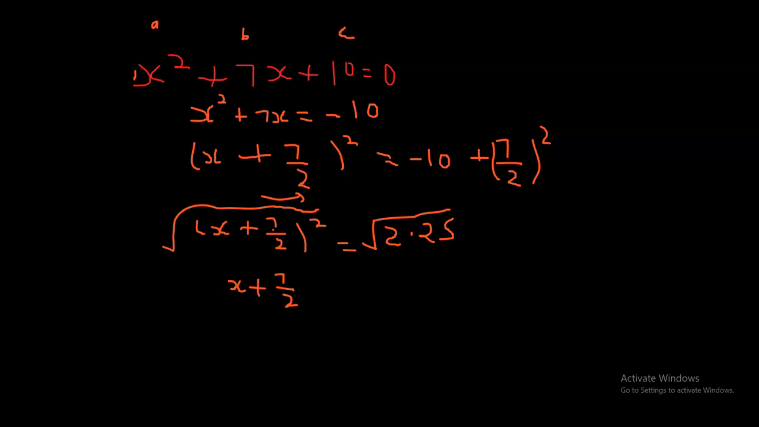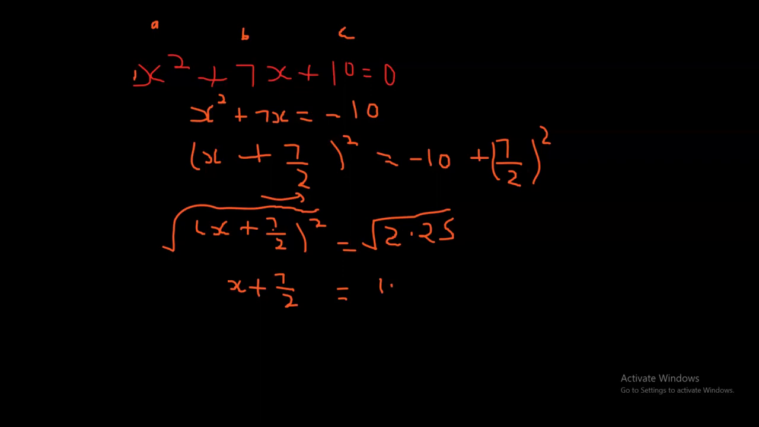And then, on the other side, you need to find the square root of 2,25. Just do the calculation for the square root of 2,25. That will be 1.5. I'm getting 1.5.